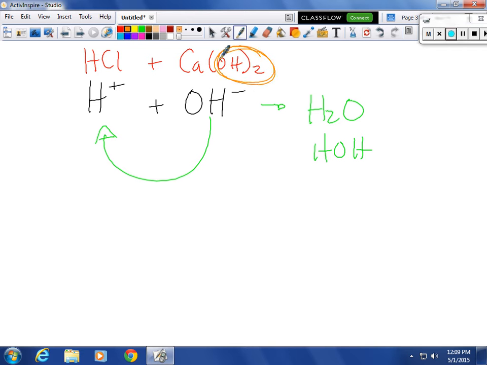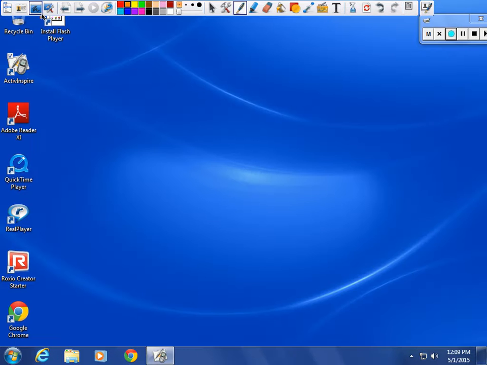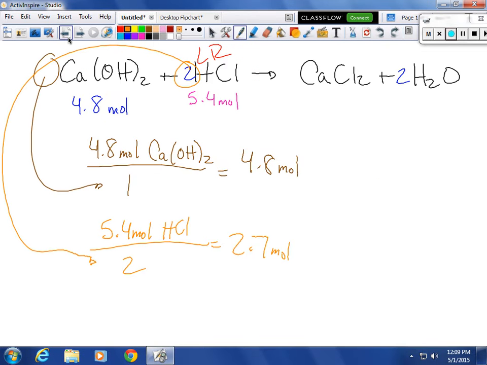You just need less. So technically speaking, how much calcium hydroxide would I technically need to neutralize it all? 2.7 moles. That would be equal. There would be no limiting reaction. Everything, that's a perfect amount. Like if you're going to bake a cake, you have the perfect amount of ingredients to make it. So that's how that would work.